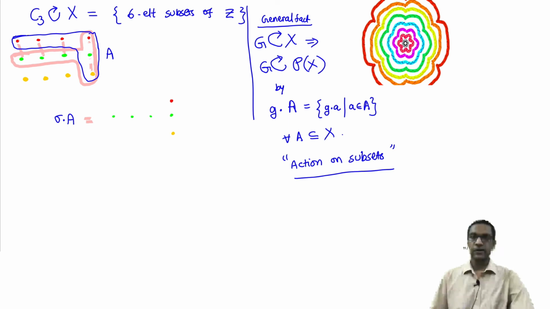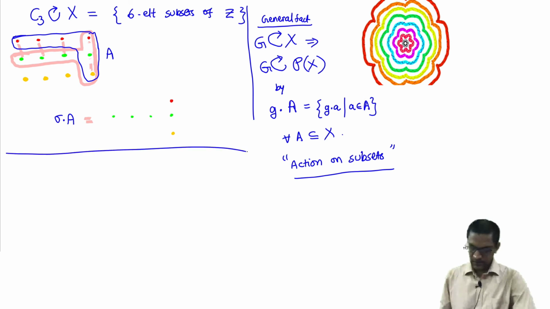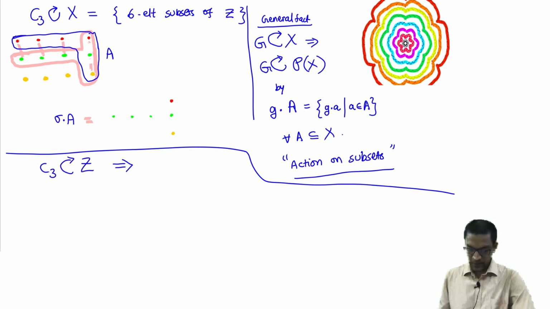Okay, so I hope the definition is clear. You just act element by element, you act that group element on each element of the subset. So this is called the action on subsets. And so what have we done here? To recall, we have an action of C3 on the set Z of all dots in the grid, and from here we have an action on the subsets. Well, there is an action on all subsets, but in fact you can also restrict this to get an action on subsets of a given cardinality.